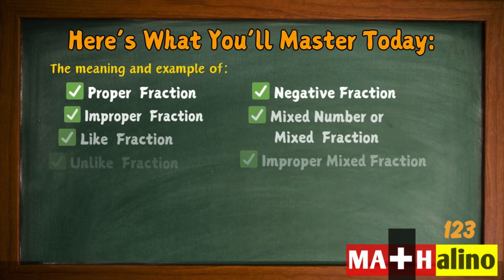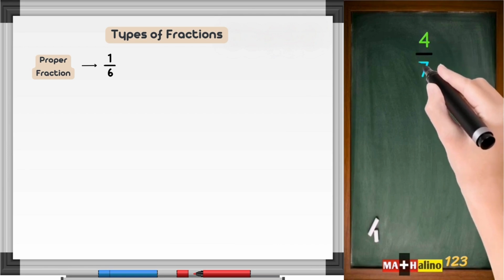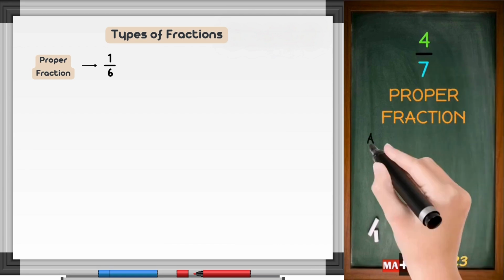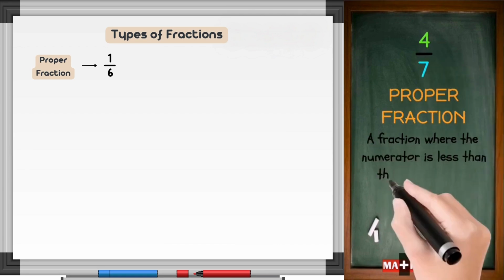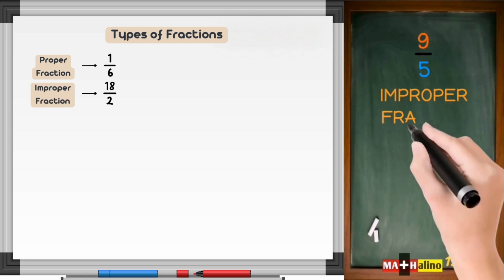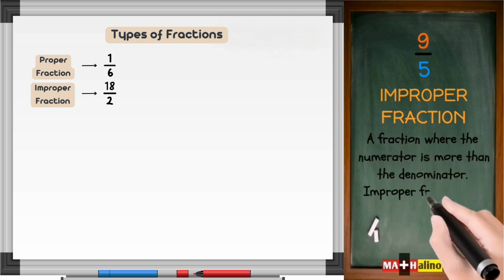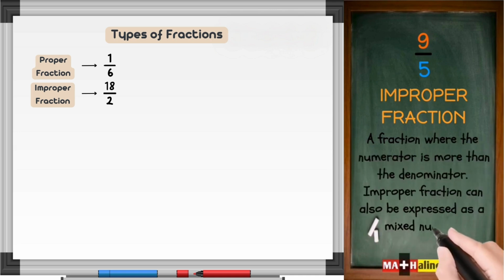Want to finally understand all the types of fractions fast? Let's go! Proper fraction. A fraction where the numerator is less than the denominator. Improper fraction. A fraction where the numerator is more than the denominator. Improper fraction can also be expressed as a mixed number.